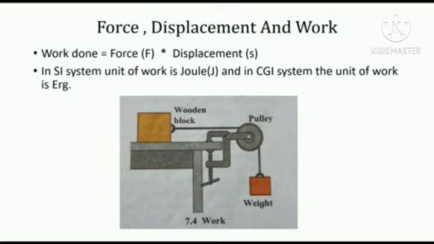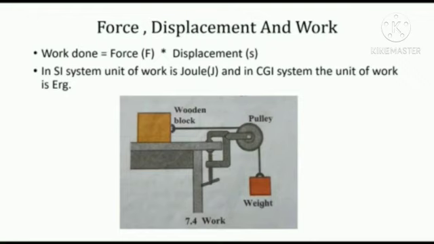In this figure, a string attached to a wooden block on a table is passed over a pulley and tied to a weight. On applying a sufficient weight, the block will be seen to move. If the block moves forward, we can say that it has been displaced. Due to the displacement, we say that the force has done some work. We can measure this work.